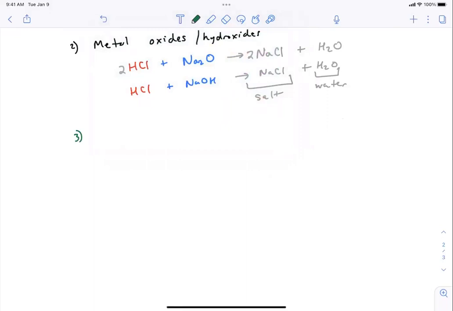Metal oxides and hydroxides give salt and water. 3. Hydrogen carbonates and carbonates.